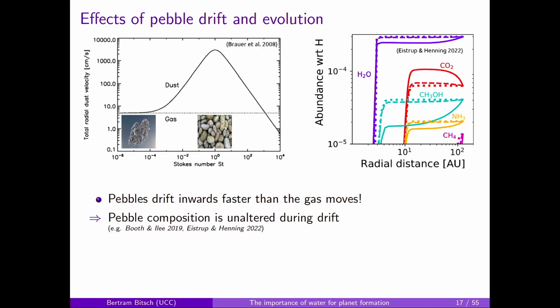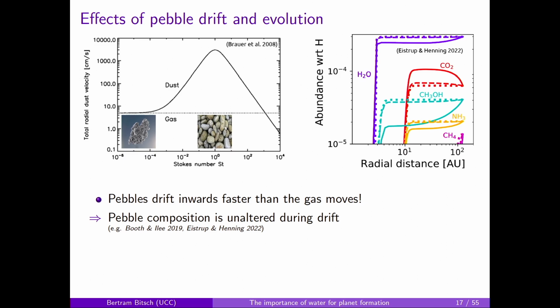Now, what is the consequence of this inward motion? The first question that we have to ask is what happens to the composition of these pebbles as they move through the protoplanetary disk. In these simulations, we have particles that have different composition. They start in the outer disk at around 150 astronomical units, and then they move inwards into the inner disk.